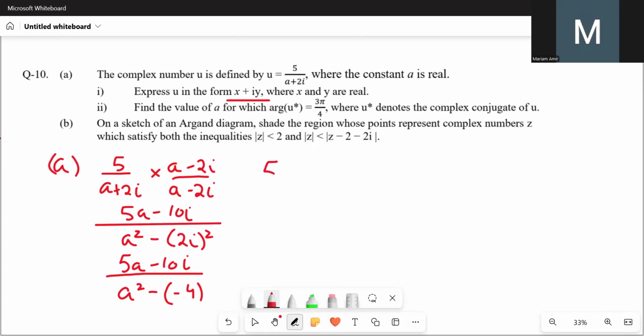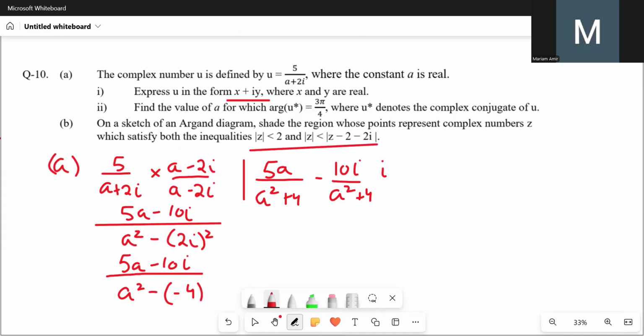Now I'm going to split the denominator underneath the real part and the imaginary part. A square plus 4 here and a square plus 4 here. This is the answer. Okay, first part is done.